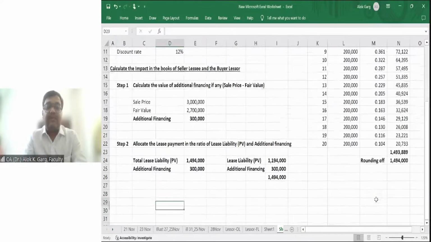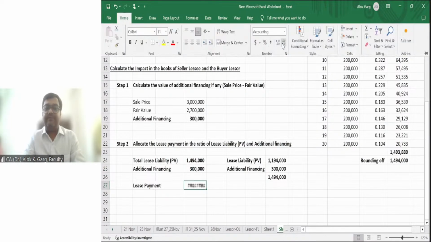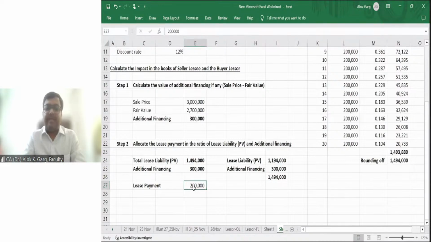This is what it is, 14 lakh 94,000, right? My total lease payment is how much? 2 lakh rupees. My total lease payment is 2 lakh rupees, right? Now, if I'm paying every year 2 lakh rupees, how much am I paying for the additional loan which I have taken, and how much am I paying for the space which I have taken on a lease basis? I need to allocate this lease payment in the ratio of loan and lease, right? So what is my payment relating to right of use and what is my payment relating to the additional financing? I need to allocate this 2 lakh rupees into the two buckets, right?